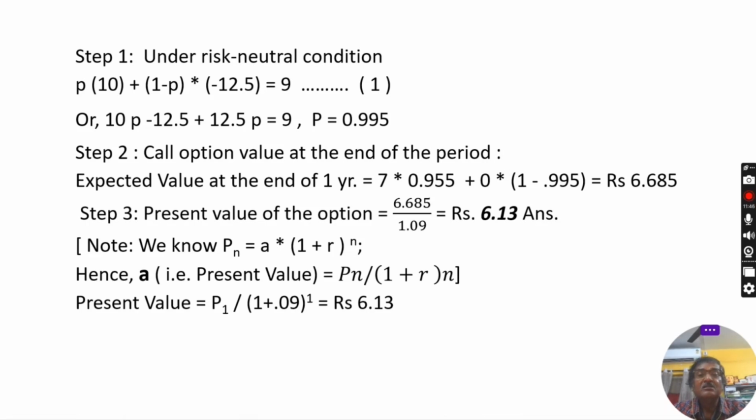Risk neutral means you are getting this much return which is prevailing in the market. Now solve it. Then you will get P equal to this, small p, 0.995. You can check it. Now the second step.